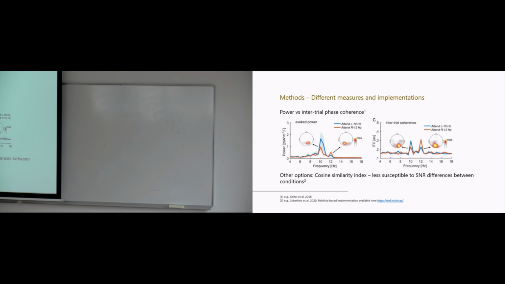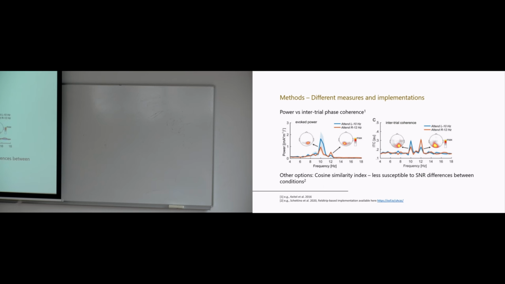my favorite approach anymore, because it confounds two things, and that is the actual power. You think you get power in your estimate here, but it is actually also a measure of how well aligned the oscillation is across trials. A way to get rid of the power and only look into the alignment across trials would be to calculate something called intertrial coherence, which I think you're also familiar with.